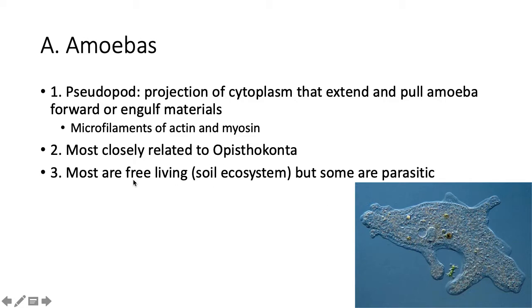Amoebas are most closely related to the Opisthokonta. A lot of them are free-living. They are beneficial to the soil ecosystem. They're a big part of it. But some are parasitic, and I'm sure you've heard stories of people contracting amoebas, and then it gets to their brain and starts to eat their brain or something like that.